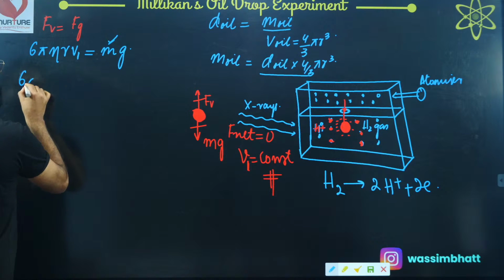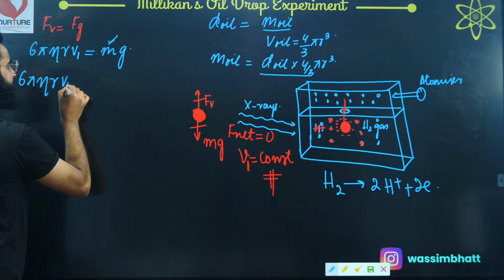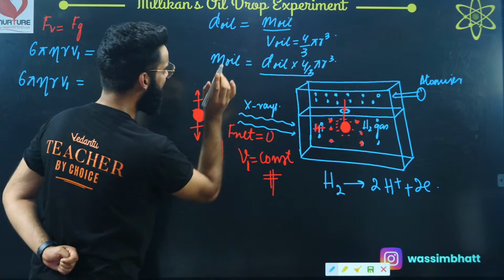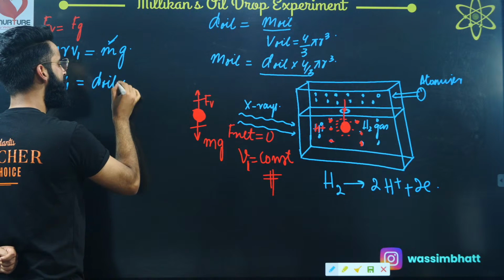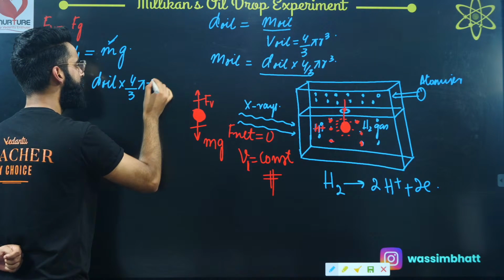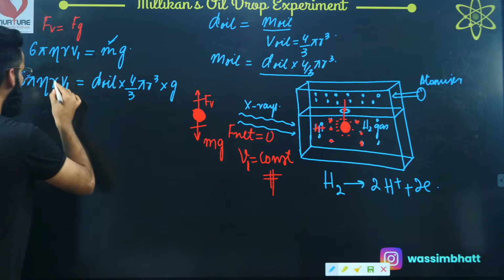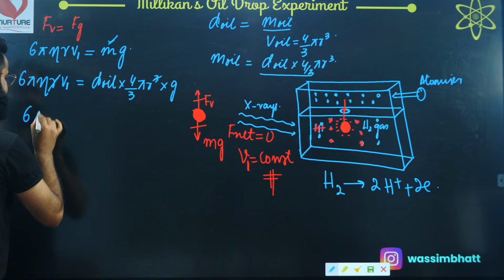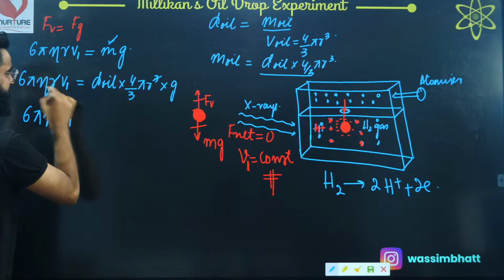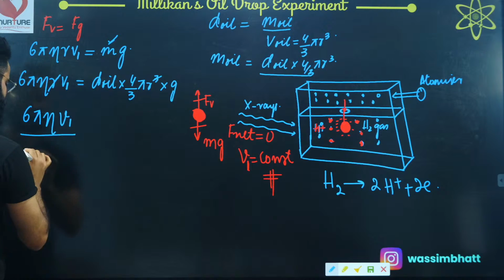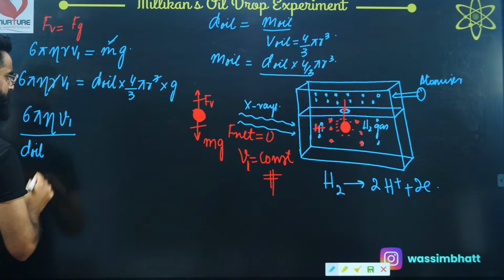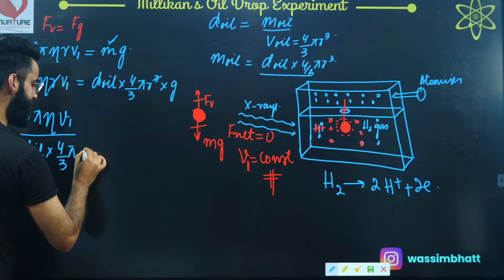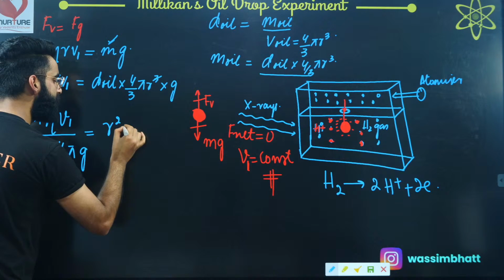So I'll get something like this: 6 pi eta r V1, where V1 is the terminal velocity which the particle attained, is equal to m. m is simply going to be the density of the oil droplet multiplied by 4 by 3 pi r cube multiplied by g, right? Can I say one of the r and one of the r got cancelled? So what did I get? I got 6 pi eta V1 divided by the density of the oil droplet, multiplied by 4 by 3, which is coming downwards, there is pi as well, there is g as well, is equal to r square.